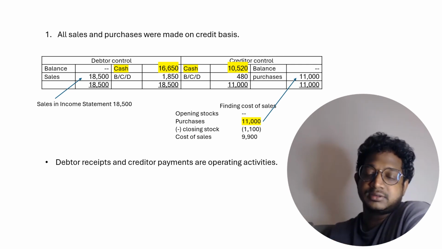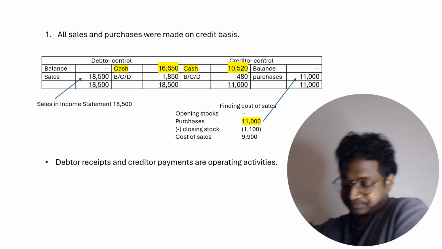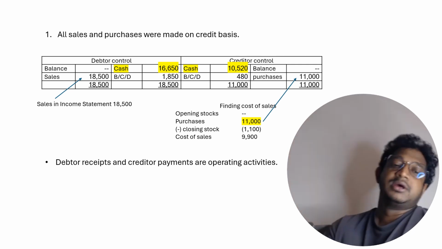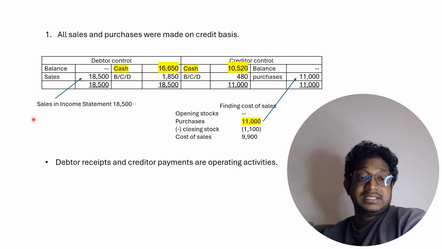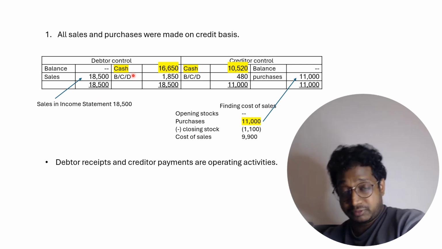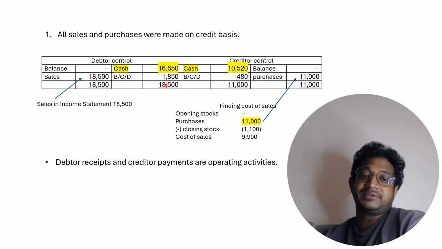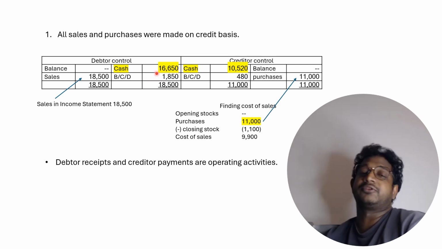And in creditors, when you're doing the credit purchases, it's incurring the creditors. So from the creditors, you have to find out creditor payments. In this case, the sales appear in the income statement directly, 18,500, and there is still a receivable from the debtors to the company, 1,850, that appeared in the SOFP. So within the year, we collected 16,650 from debtors, cash inflow in operating activities.